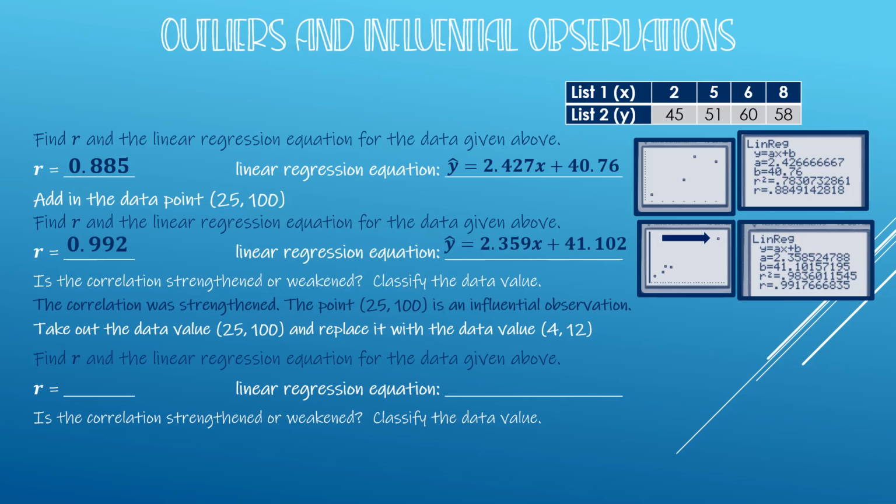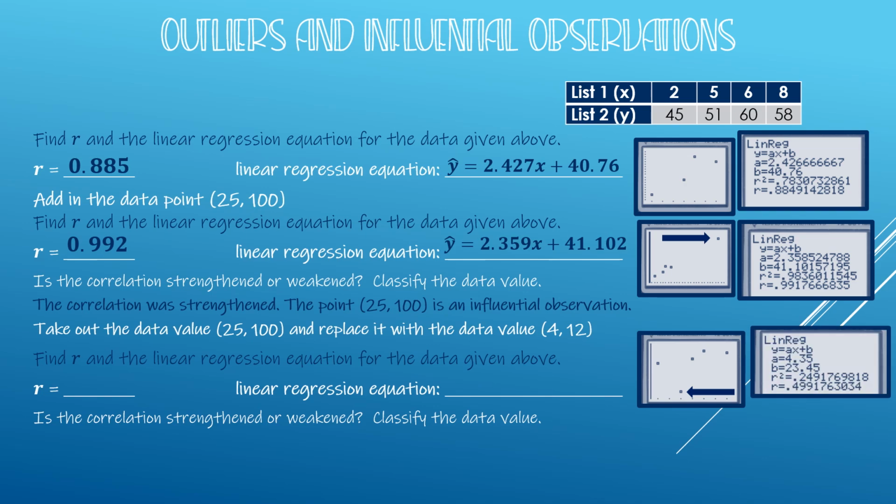Now we're going to remove the point 25, 100 and replace it with 412. Here's our new scatter plot. There's the value that we added to it. Notice how much further down it is than the other ones. We do our linear regression, and wow, there's our R value this time, 0.499. Linear regression equation changes as well, and we're doing that just for practice.